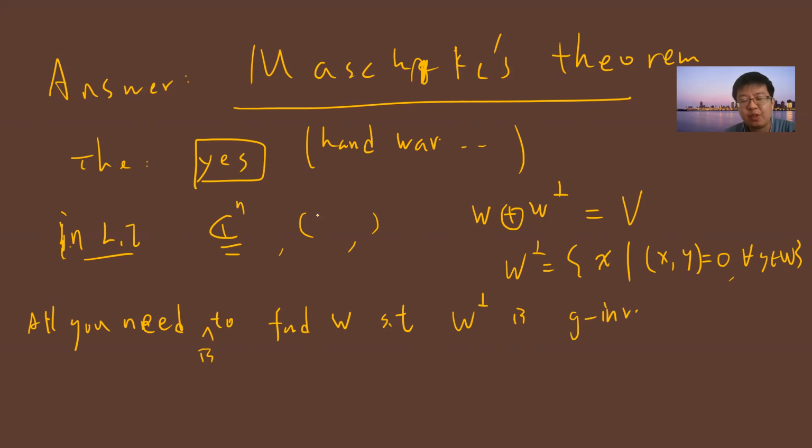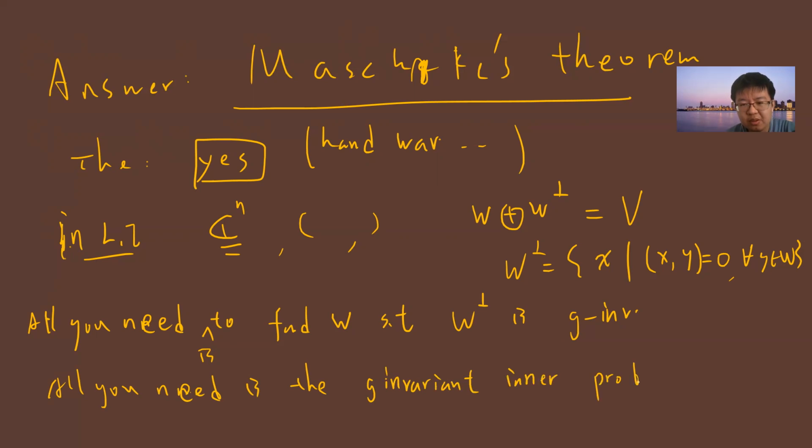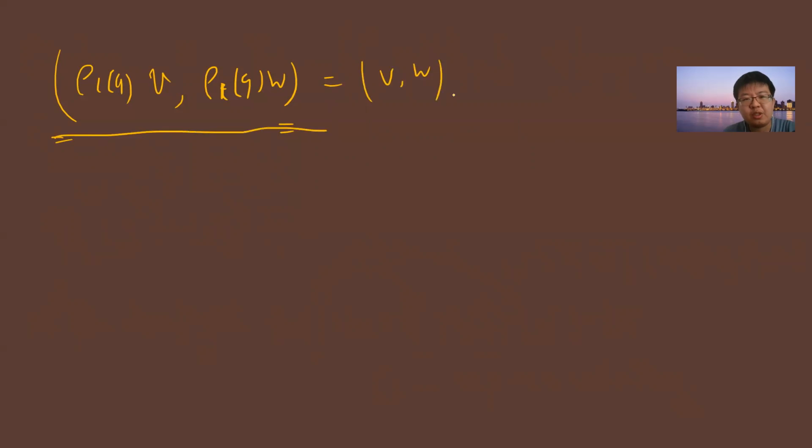But this just means that you need to find a so-called G invariant inner product. All you need is the G invariant inner product. What I mean by G invariant inner product is that if you work in a group representation rho one, suppose you can find an inner product such that rho one G V, rho one G W is the same as V, W. This is called G invariance. Once you can find this, then you can easily say that W complement is G invariant.